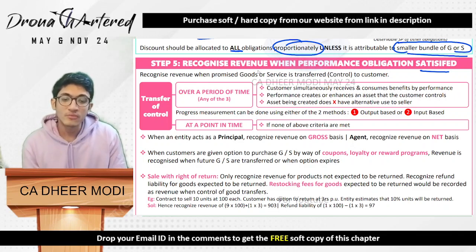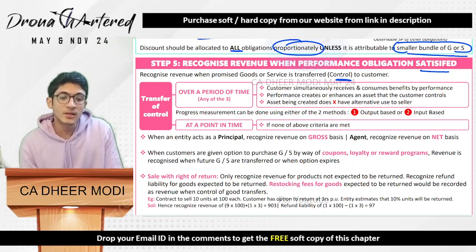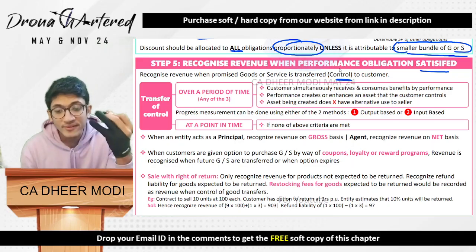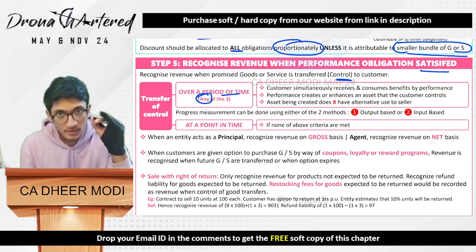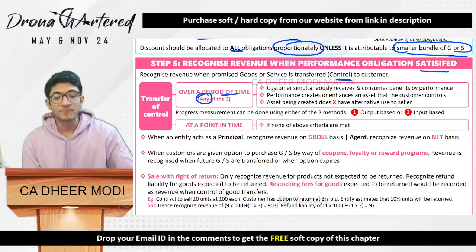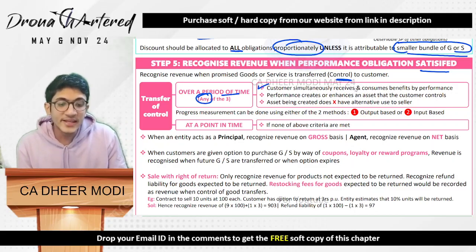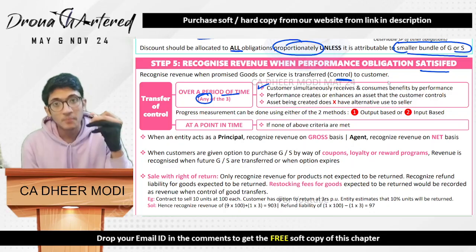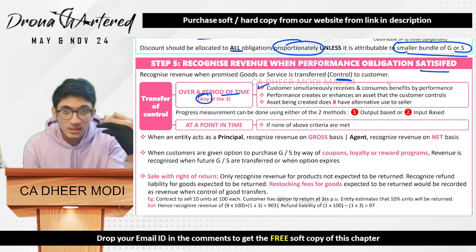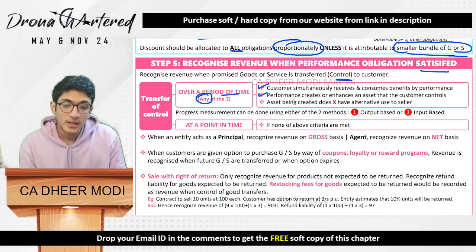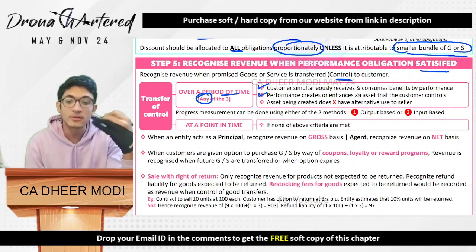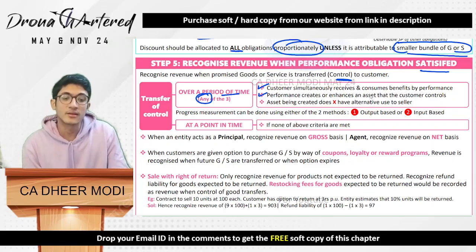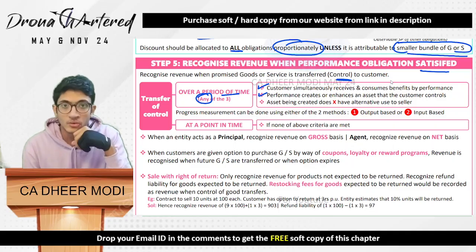So you will have to recognize revenue when the promised good or service is transferred, that is when the control is transferred to the customer. Now how do you define when control is transferred? If the control is transferred over a period of time, that means if any of these three are satisfied, you can say that the control is transferred over a period of time. What is first? When a customer simultaneously receives and consumes the benefits of the performance. Second, if a performance creates or enhances an asset that the customer controls, it will be considered that it is done over a period of time.